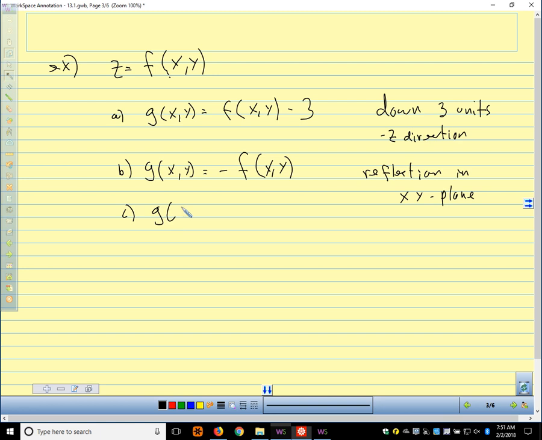How about g of xy is 1/2 f of xy? Yeah, it's going to compress. We're going to compress it vertically.